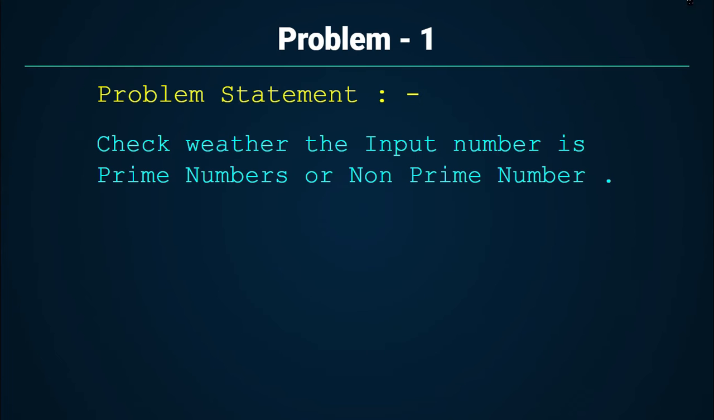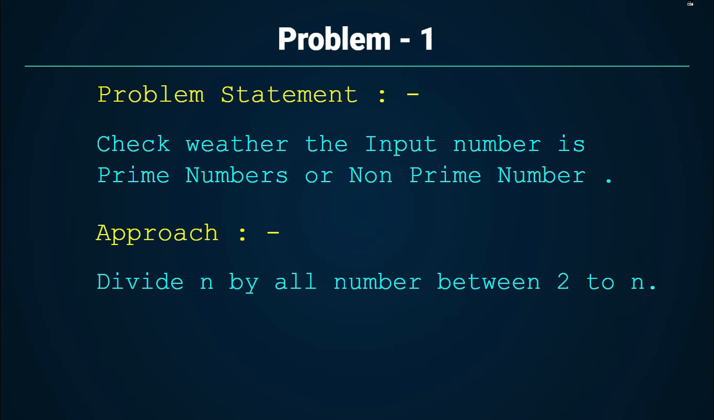Now what would be the approach for solving this question? We need to divide n by all the numbers between 2 and n. So we will make a for loop from 2 to n. I have not counted 1 because every number is divisible by 1, so we need not check for 1. Starting from 2 to n, we will divide n by each number. If n is divisible by any of those numbers, then it is a non-prime number, and if not, then the number is a prime number.